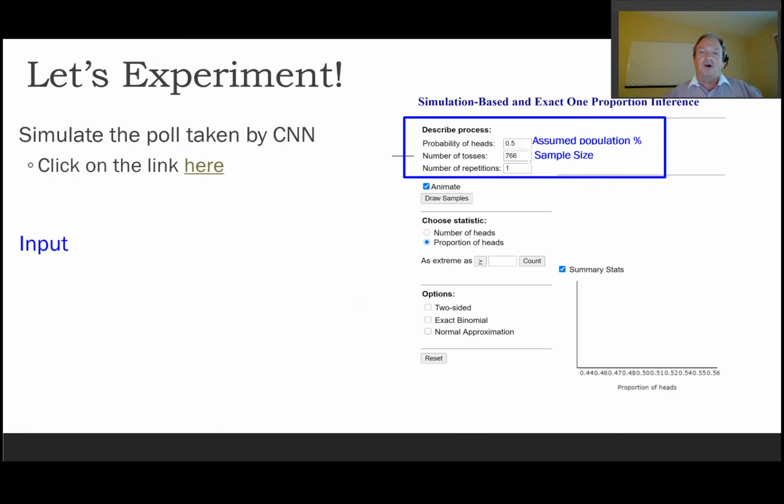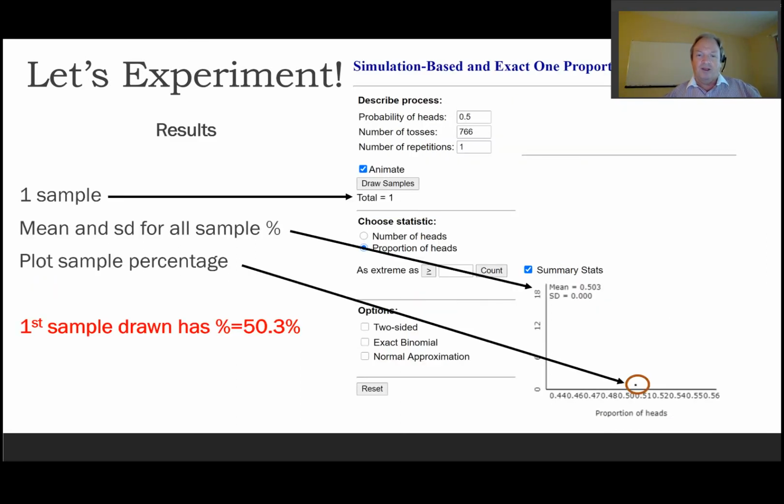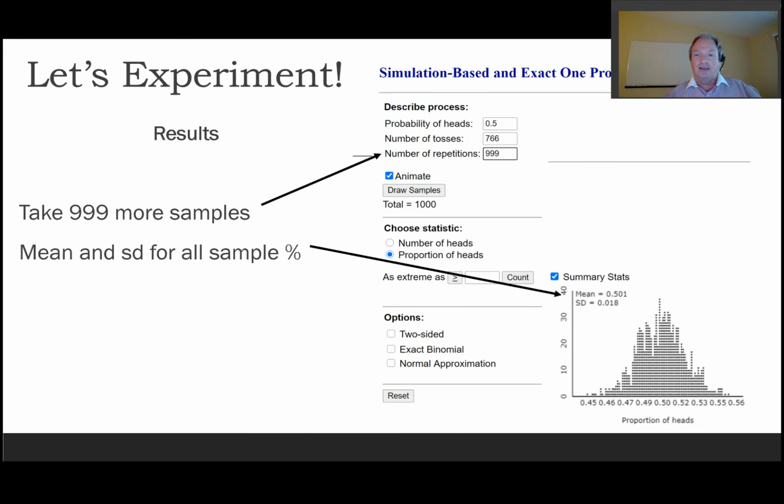Okay, so what we want to do now is we want more samples. I'm going to keep sampling. I'm going to use this program to continually sample. So I had one sample here. So what we're going to do now is we're going to add 999 more samples. Notice you don't have to change the other fields. They remain the same. So I'm going to get 1,000 samples total. I'm going to go ahead and draw them.